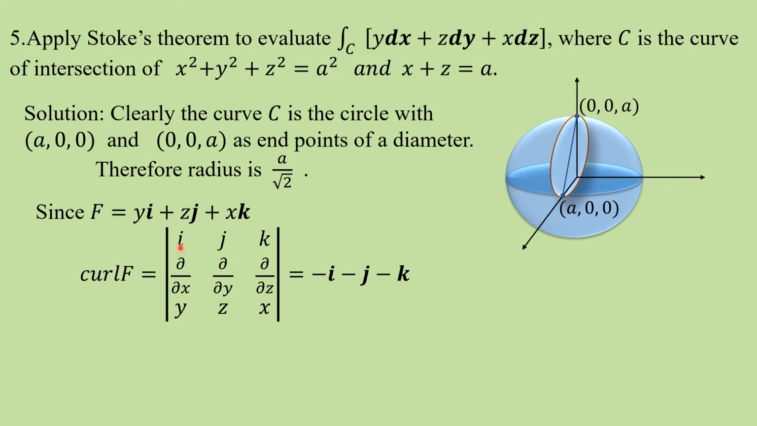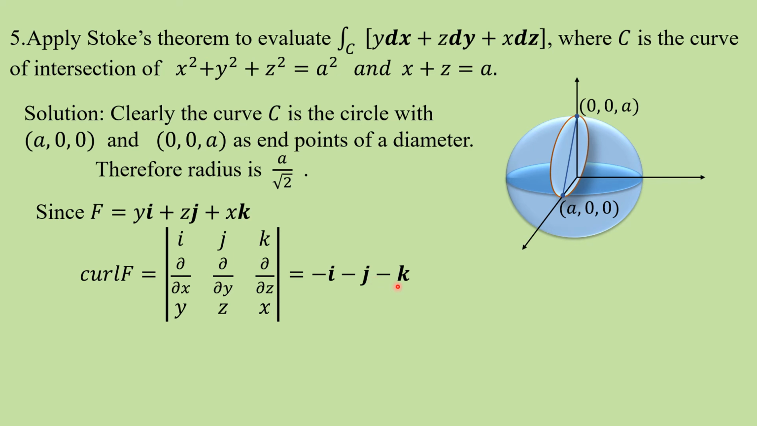So evaluate that. i times dou by dou y of x, constant, 0, minus dou by dou z of z, which is minus 1 here. So minus i. Minus j times dou by dou x of x, which is 1, minus dou by dou z of y, which is 0. So its component is minus j. Now k times dou by dou x of z, that is 0, minus dou by dou y of y, so minus 1. So the component of k is minus 1. The del cross f is minus i minus j minus k.